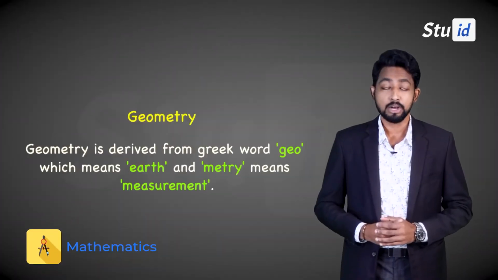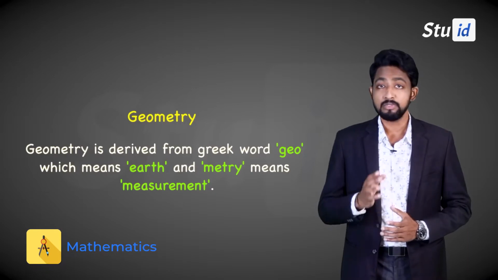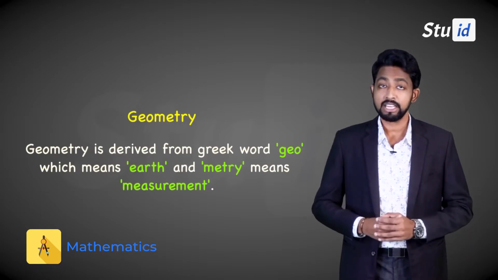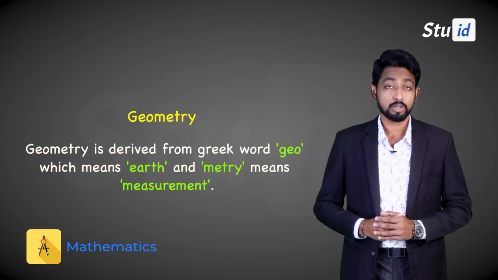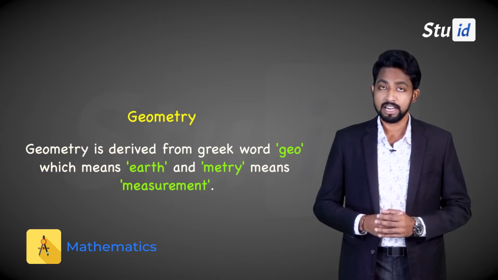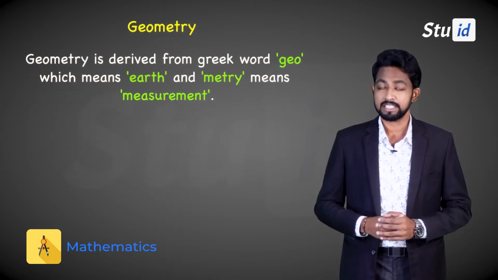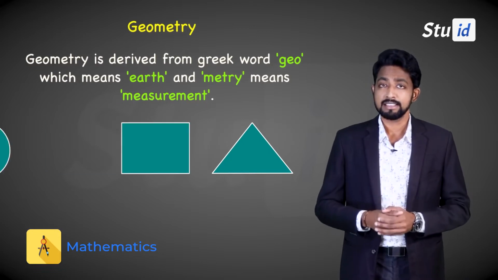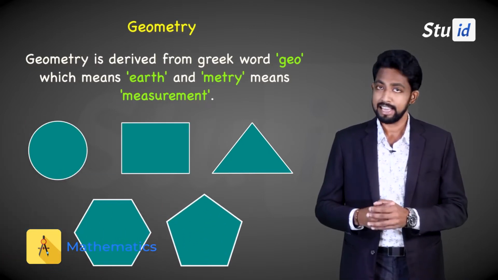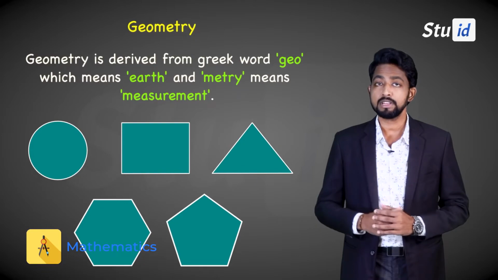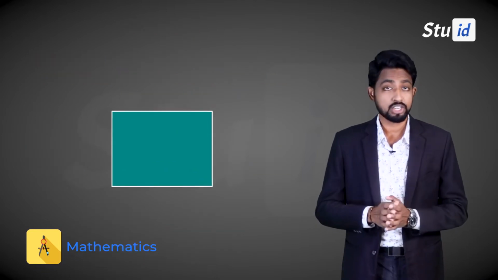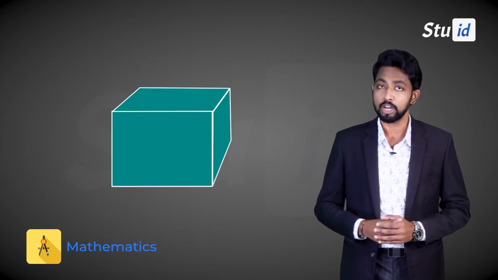Geometry is derived from the Greek word geo, which means earth, and metry, which means measurement. So, in geometry, we study measurements of shapes such as triangles, squares, circles, pentagons, hexagons, etc. And measurements of these shapes include measurement of length, area, volume, etc.